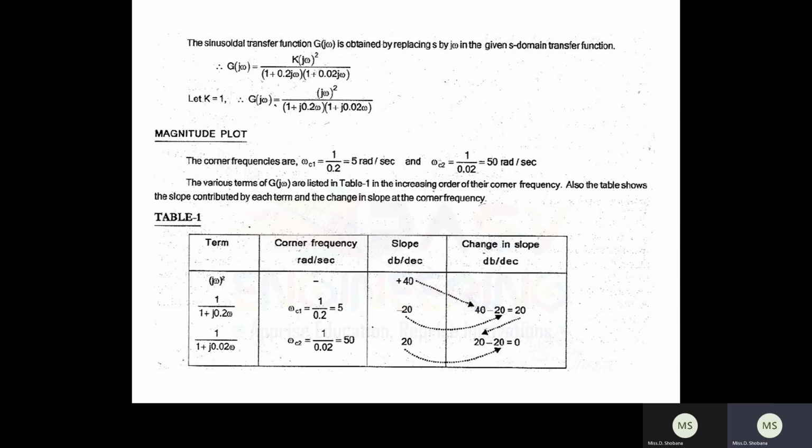Similarly for omega h, it is the slope from omega c2 to omega h into log of omega h divided by omega c2, plus the gain at omega c2. In order to determine this slope from omega c2 to omega h, go to the tabular column. You can see the change in slope is 0, so substitute that here: 0 into log of 100 divided by 50, plus 48. So again you will get 48. This is how you determine the gain for various frequencies.